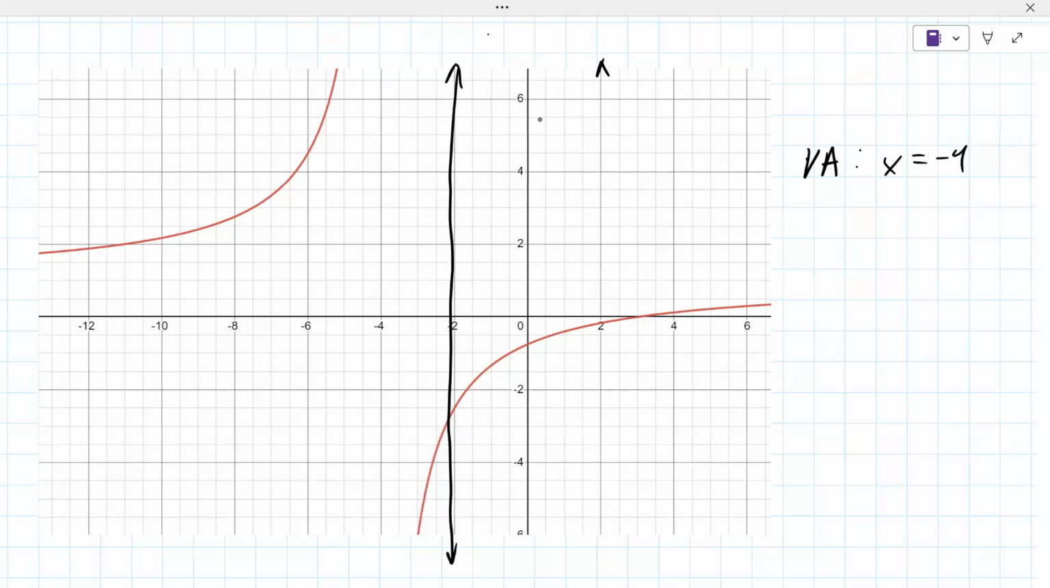All right, how about the horizontal asymptote? Y equals what? The horizontal asymptote, y equals a negative... -4.